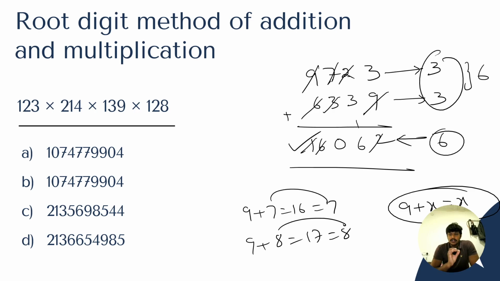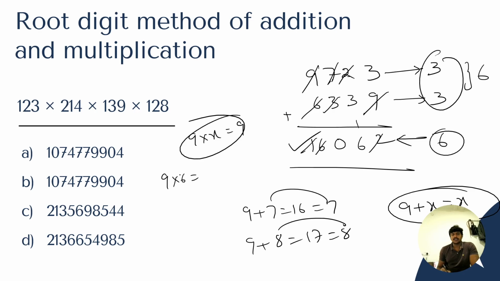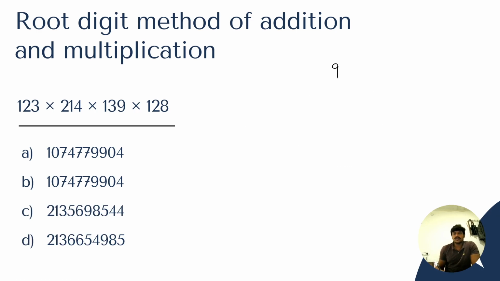Now, remember 9 plus any number is equal to that number itself. But 9 into any number is equal to 9 itself. For example, 9 into 7, 63. Again, 9. 9 into 5, 45. Again, 9. So what I want to say here in simple terms is: 9 plus any number is equal to the number itself. 9 into any number is equal to 9 itself. Just remember these two.